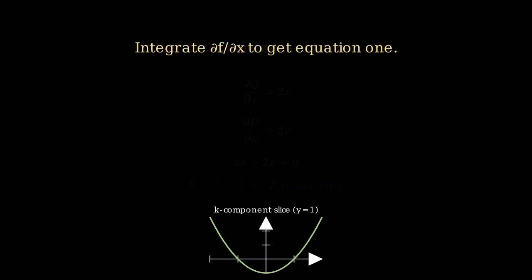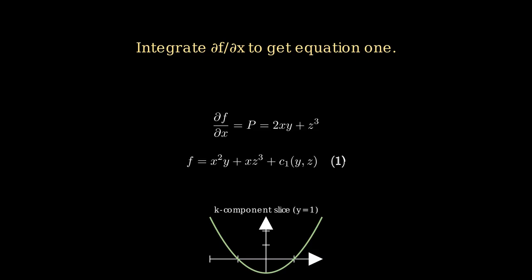Part B, building the potential function f, one equation at a time. First, partial f by partial x equals P, which is 2xy plus z cubed. Integrating with respect to x, treating y and z as constants, gives f equals x squared y plus xz cubed plus some unknown function of y and z.